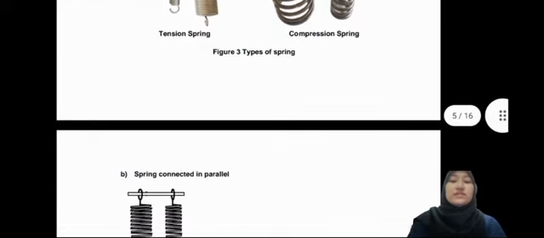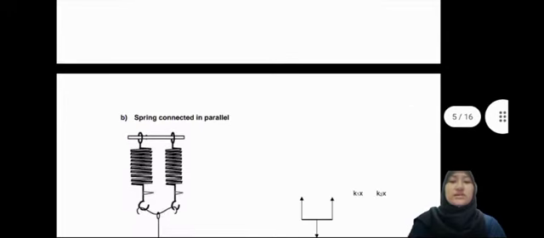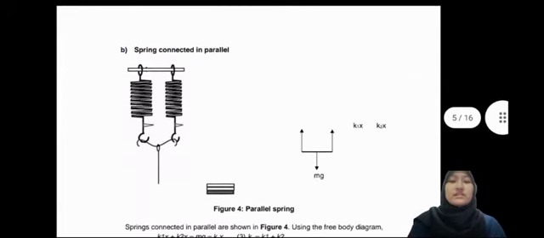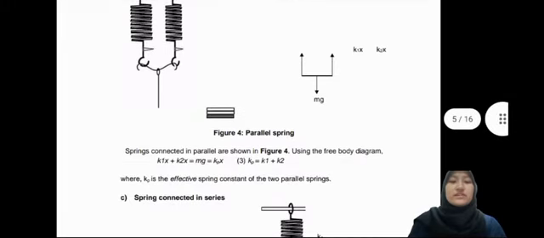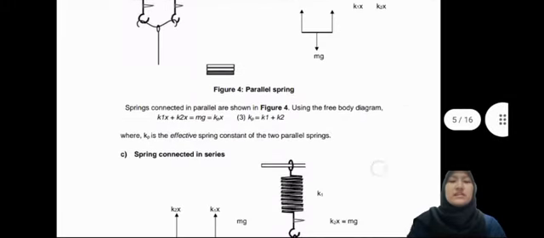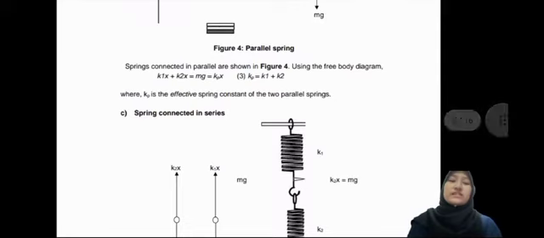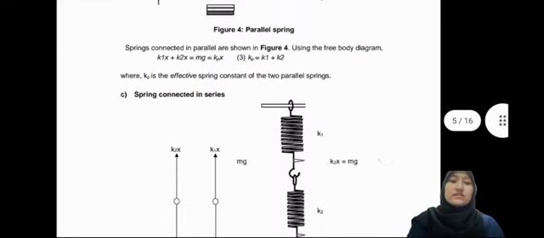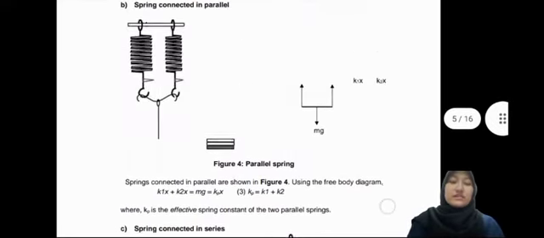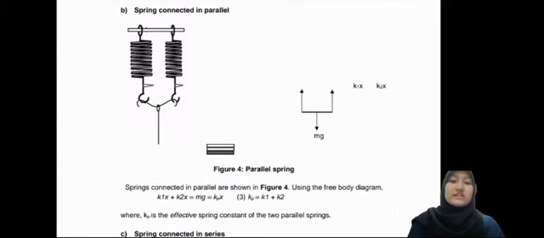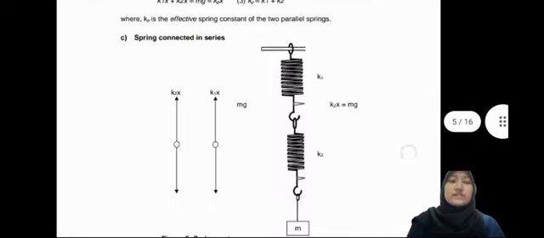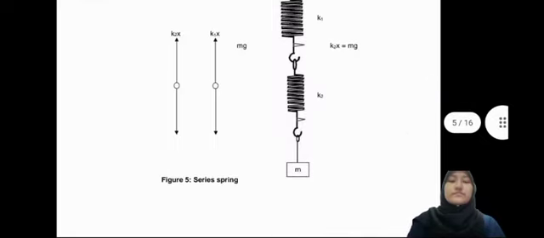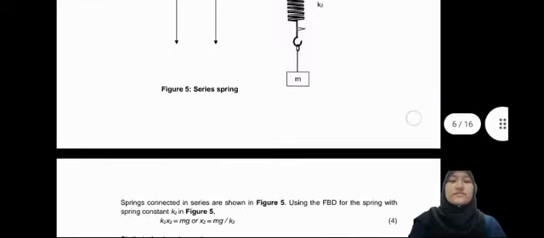Okay, next B, spring connected in parallel. So this is the figure for the parallel spring, and then C, spring connected in series. So we can see the difference between springs in parallel and series. When in series, the spring is in a straight line like that. Okay, next.